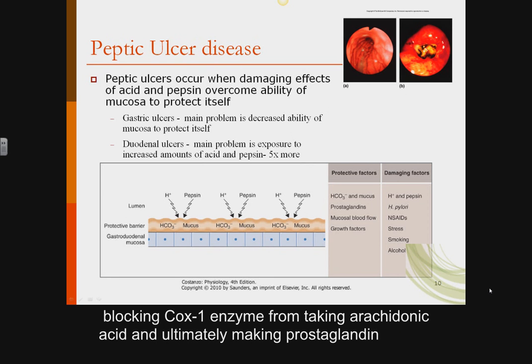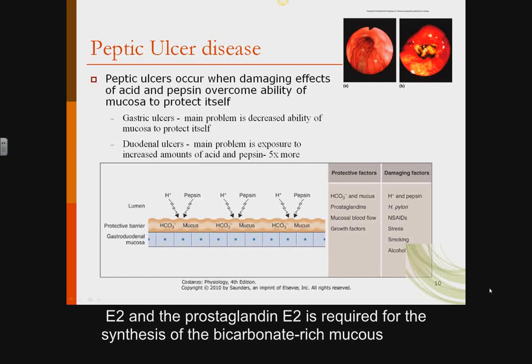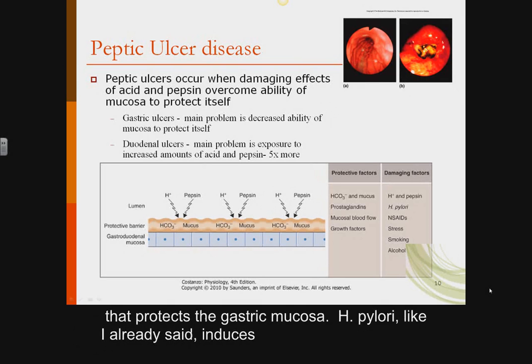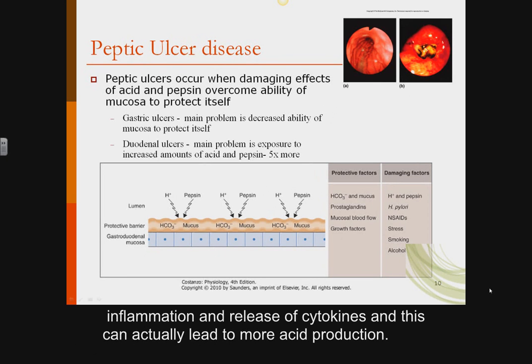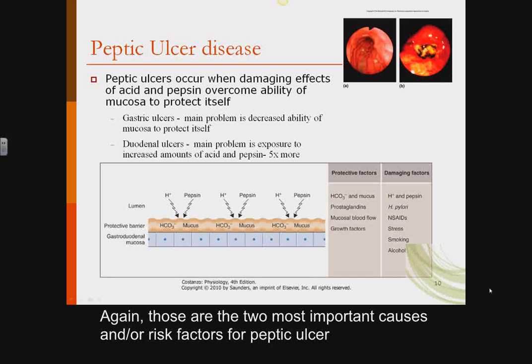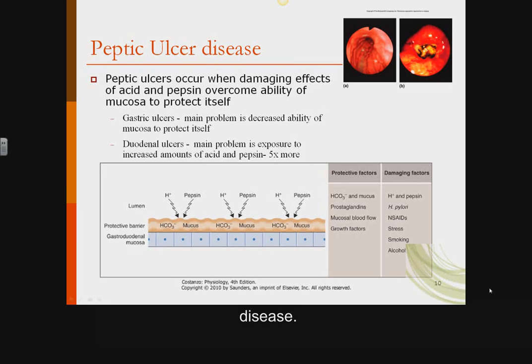The two most important risk factors that can lead to these types of ulcers are H. pylori, which I've already discussed, and NSAIDs. Again, the NSAIDs mean that we are blocking the COX-1 enzyme from taking arachidonic acid and ultimately making prostaglandin E2. And the prostaglandin E2 is required to make bicarbonate-rich mucosa. H. pylori, like I already said, induces inflammation and releases cytokines, and this actually leads to more acid production. Again, those are the two most important causes and or risk factors for peptic ulcer disease.